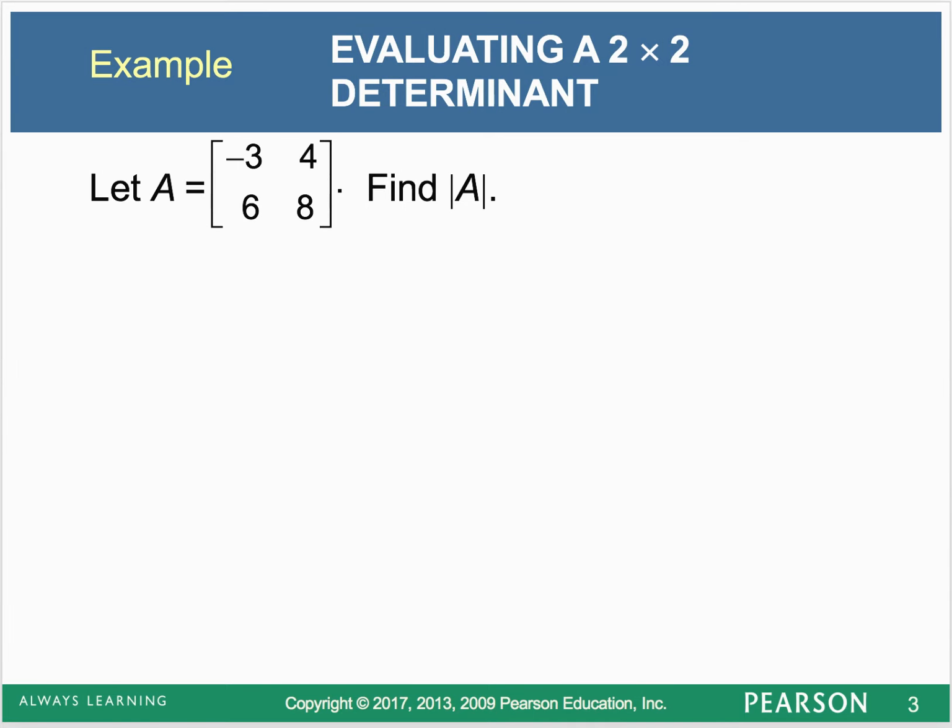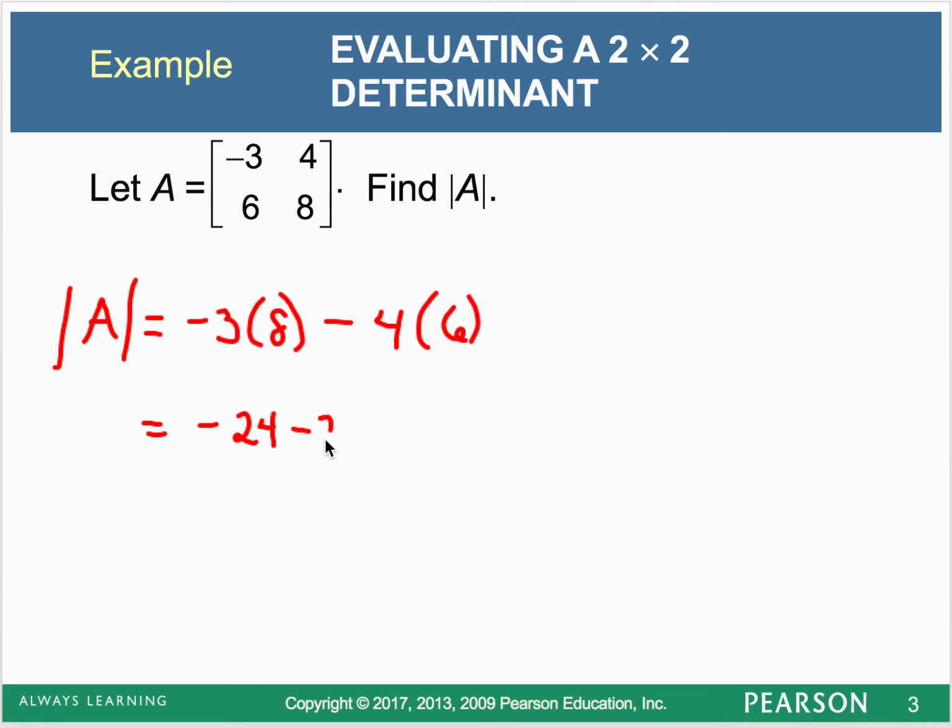Okay, so if we're going to evaluate the determinant of this 2 by 2 matrix, it's really easy. We simply say -3 times 8 minus 4 times 6. It's this times this minus this times this. So -24 minus 24, or -48, is the single numerical value associated with this matrix. Notice the matrix is in brackets, right? Matrix is in brackets. Determinant, vertical bars.